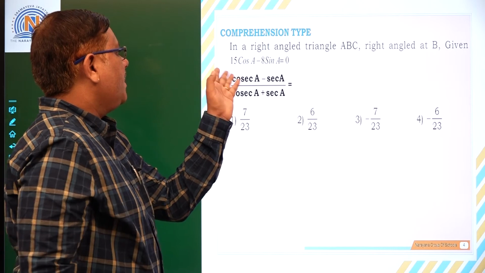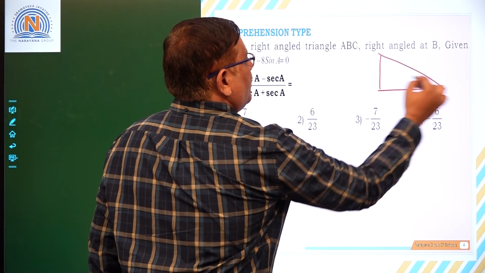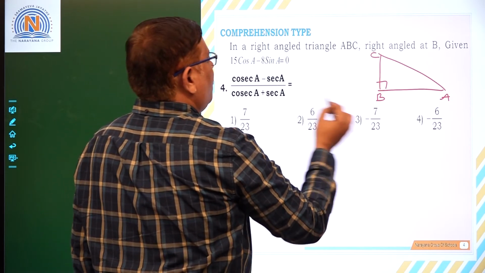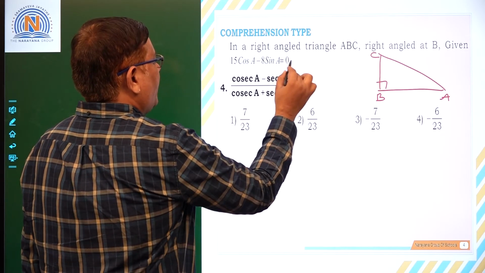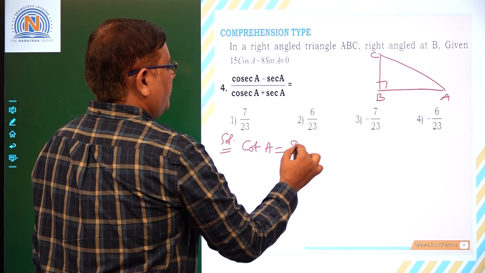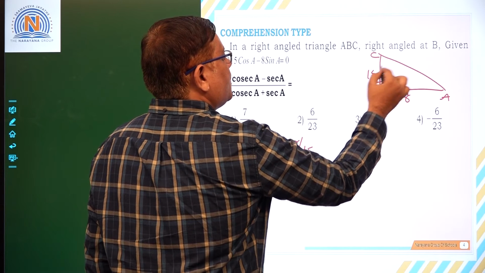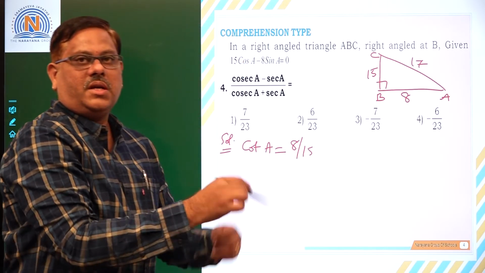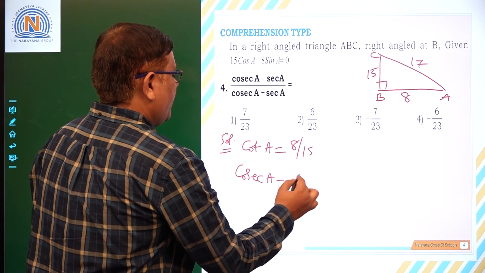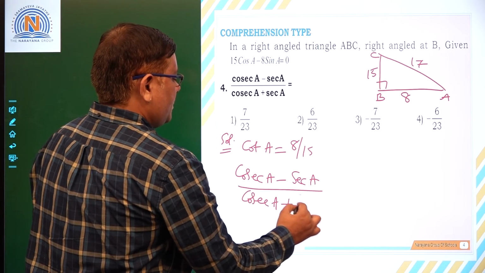Similar question, 15 cos A minus 8 sin A is equal to 0. Let us take it the same way. This is angle B, this is A, this is C. Here also we have cot A as 8 by 15. So this is 8 units and this is 15 units. Of course this is 17 units because they constitute a Pythagorean triplet. Now what do you need now? (Cosecant A minus secant A) by (cosecant A plus secant A).